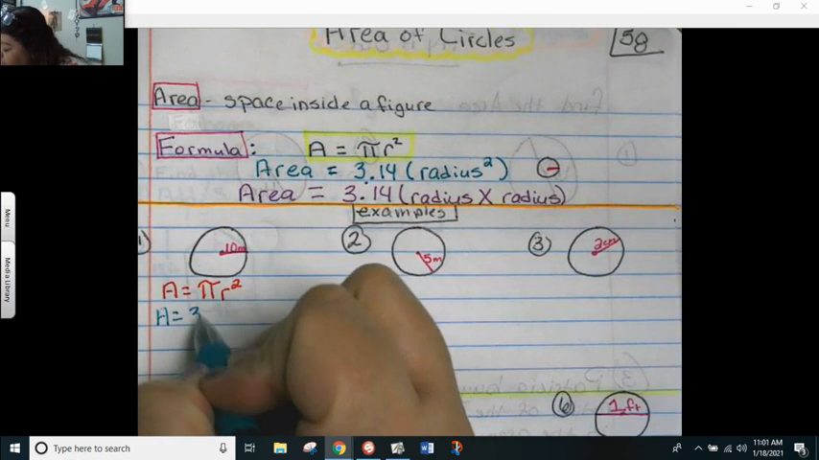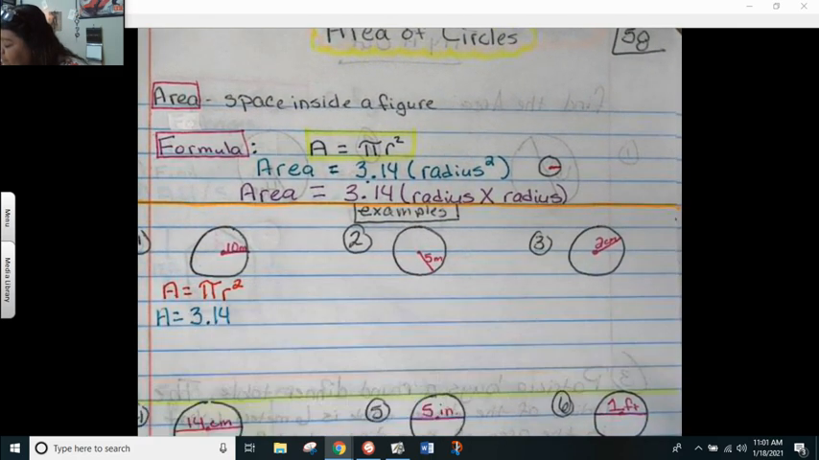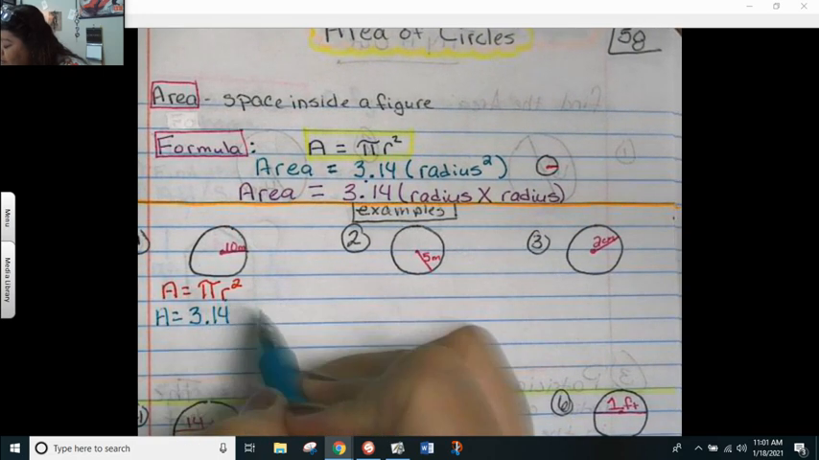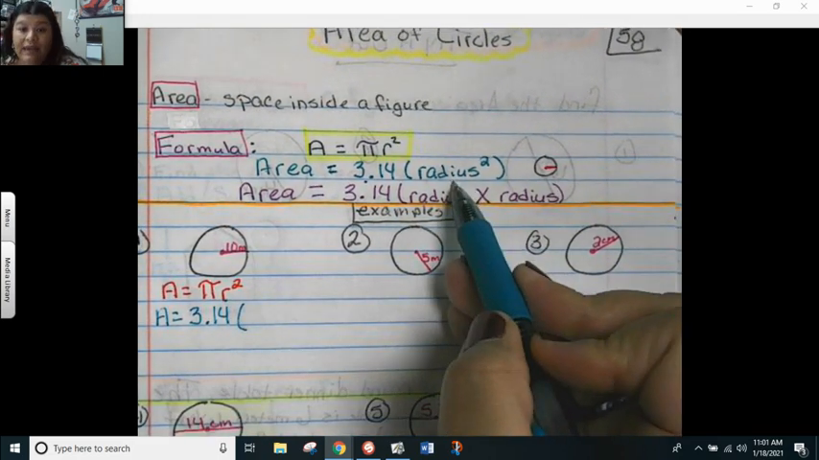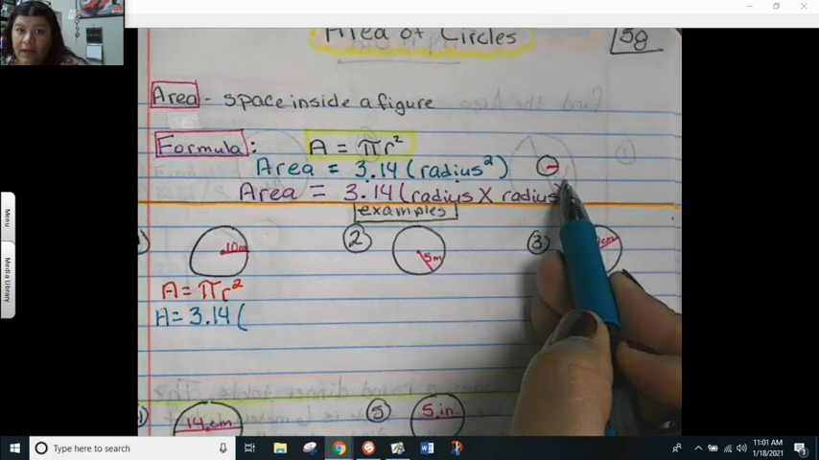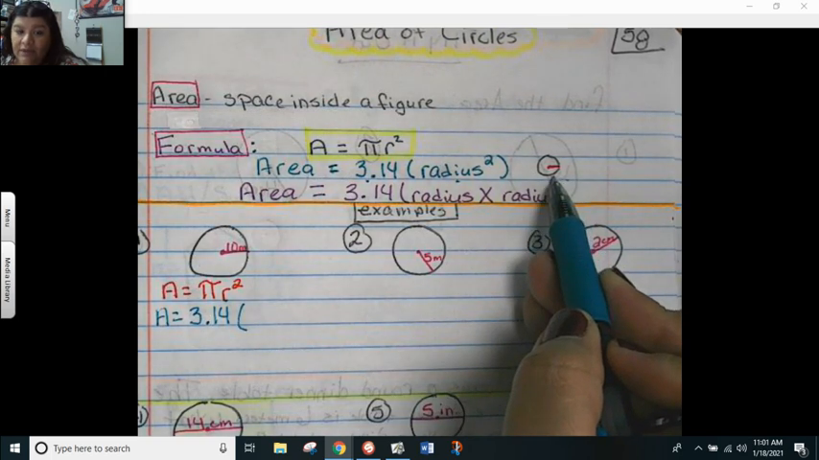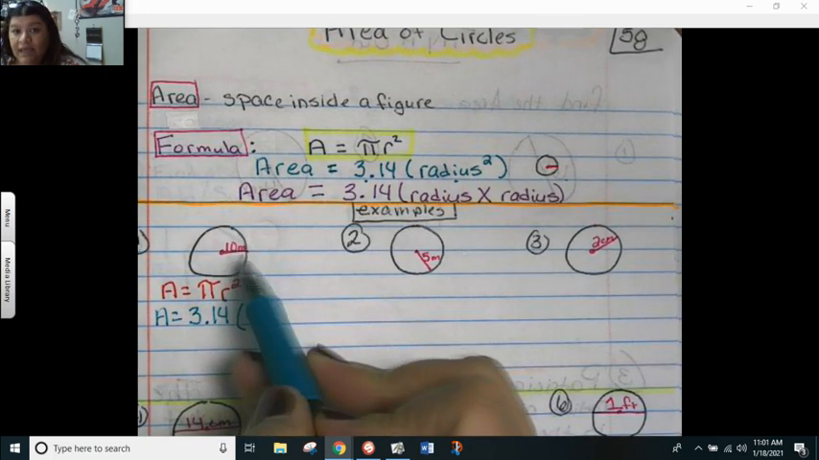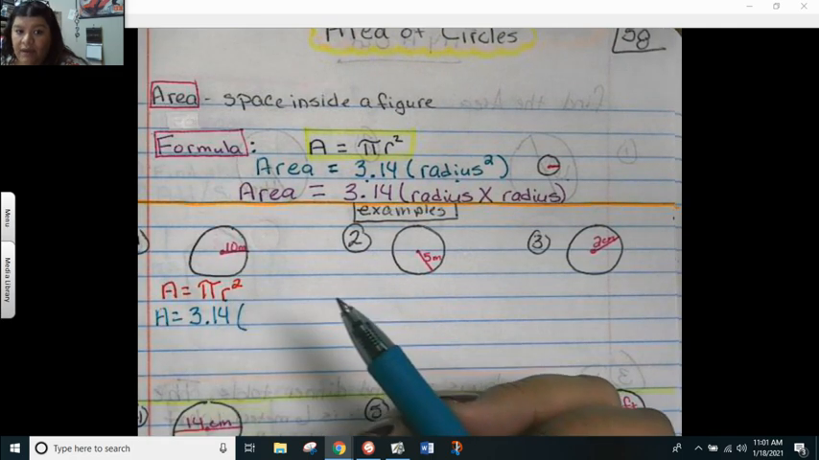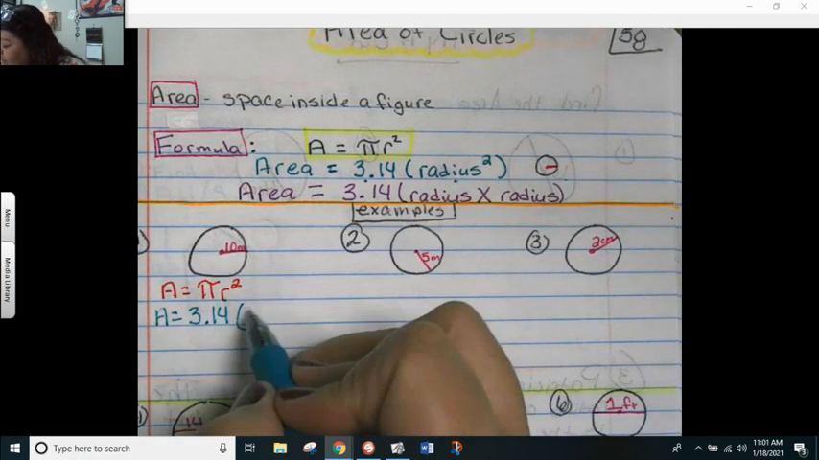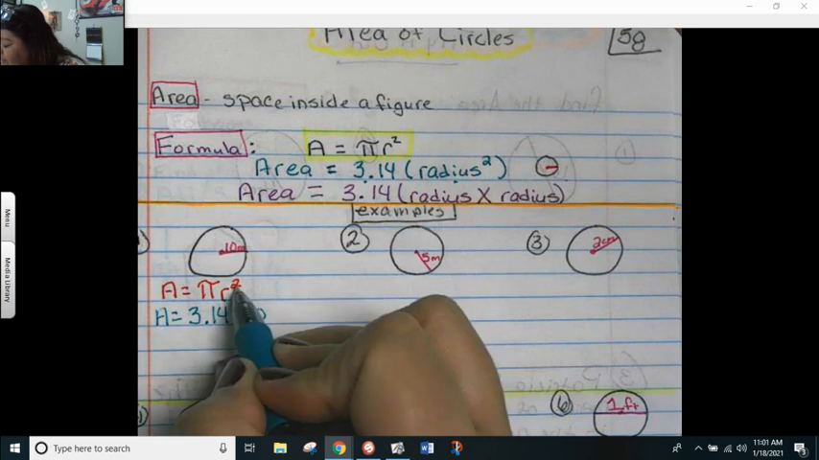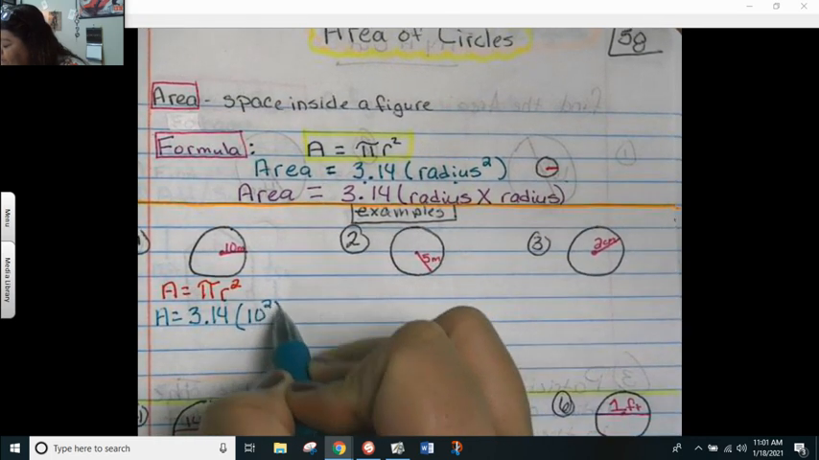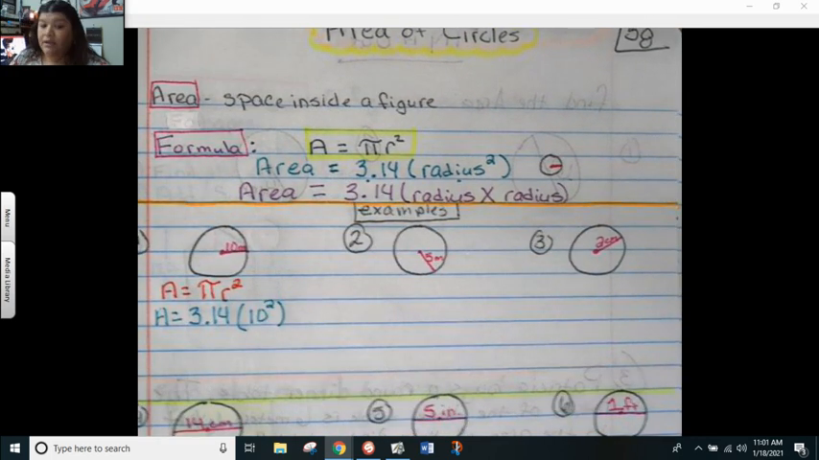So put 3.14, okay? R stands for radius, and there's a picture there, so always go back to what the picture looks like. So there's the radius, okay? I am given the radius, so there's no extra work I have to think about. So the 10 goes right here, and it's to the second power. It is squared, okay? You got that? So 3.14 times 10 to the second power.